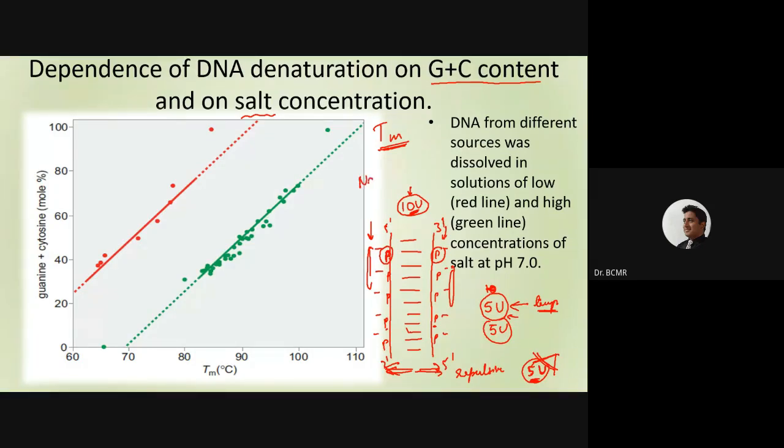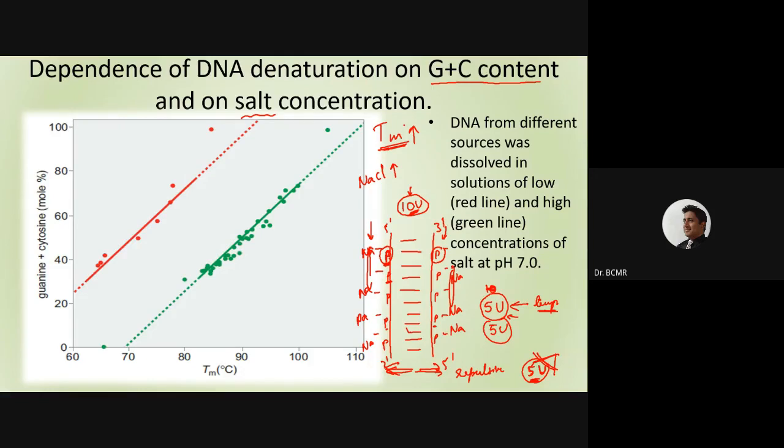When you add something like sodium chloride, the sodium ions can interact with these phosphate groups non-covalently. Because of this interaction, the negativity, that is the electronegativity, of the phosphate is reduced. So what happens then? You have to provide more temperature or heat to separate these two strands. That means with an increase in salt concentration, the melting point of that DNA would increase.